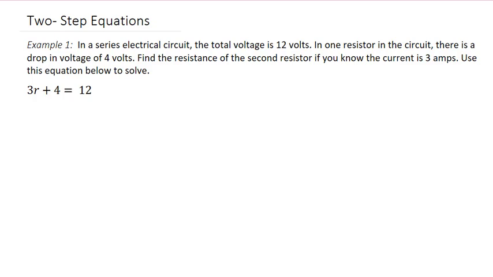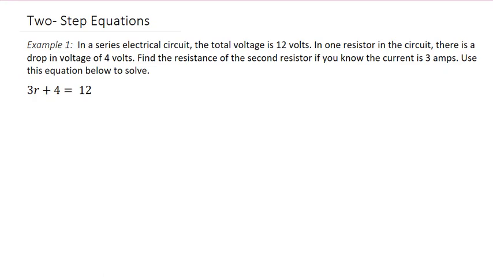Two-step equations. Example 1. In a series electrical circuit, the total voltage is 12 volts. In one resistor in the circuit, there is a drop in voltage of 4 volts. Find the resistance of the second resistor if you know the current is 3 amps. Use the equation below to help solve.